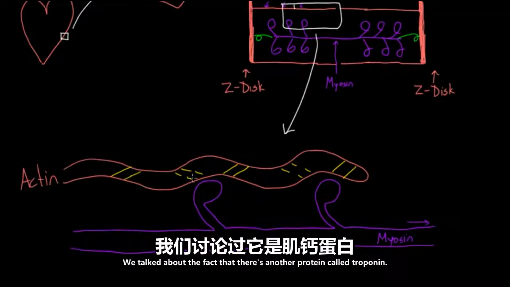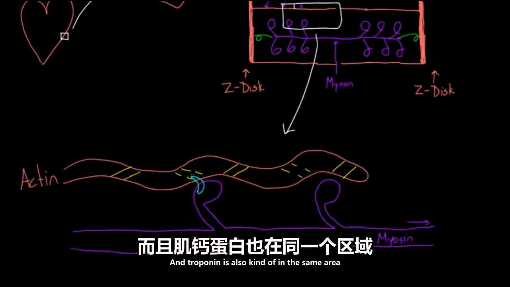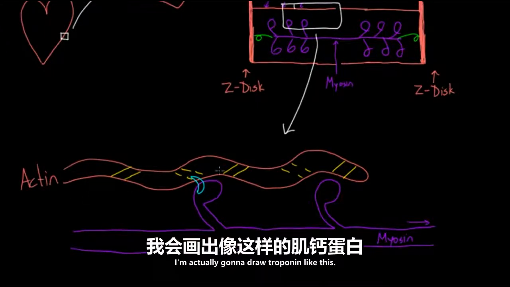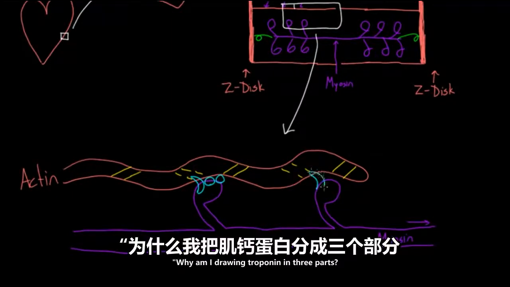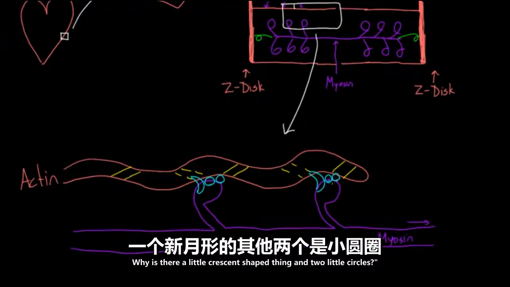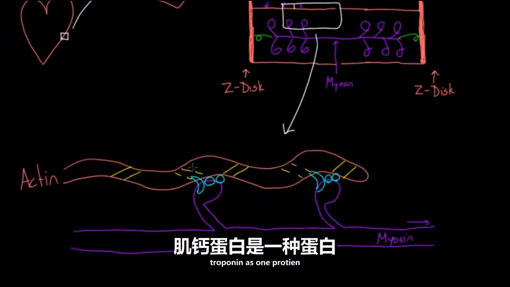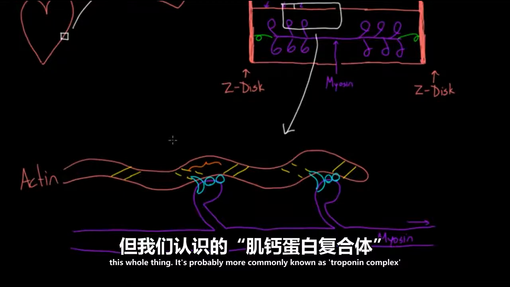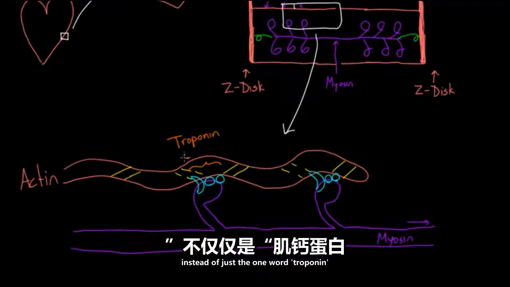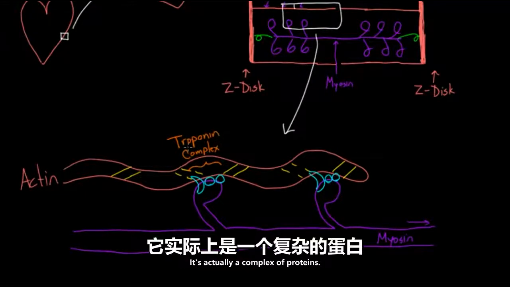We talked about the fact that there's a protein called troponin. And troponin is also kind of in the same area. I'm actually going to draw troponin like this. And you might be thinking, why am I drawing troponin in 3 parts? Why is there a little crescent-shaped thing and then also 2 little circles? And actually, troponin, even though previously we talked about troponin kind of as one protein, this whole thing is probably more commonly known as troponin complex.